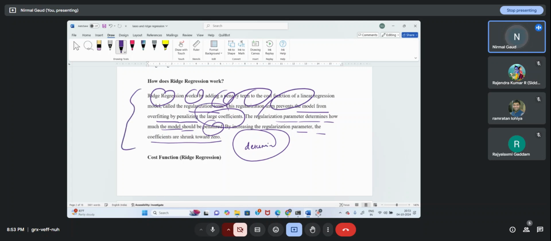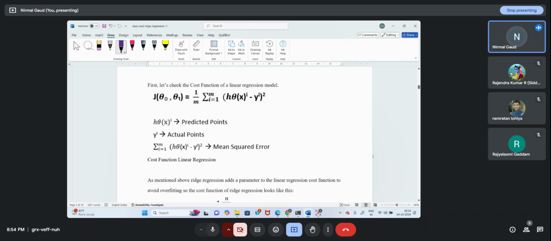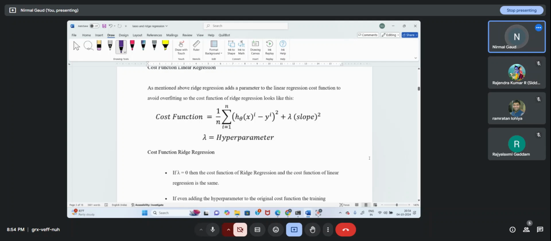Okay, in this paragraph, many things are written. They are saying that this is your cost function, which I have written multiple times: the summation of the square of predicted minus actual, divided by n. This is the cost function. They are saying that you add a penalty.